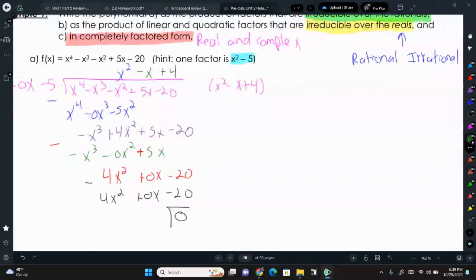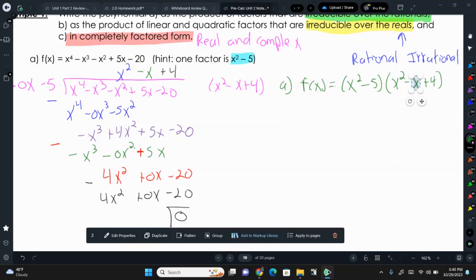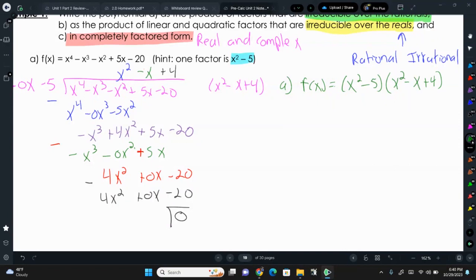Part A of this problem would be f of x equals the x squared minus 5 that we were given, and the x squared minus x plus 4 that we calculated. Because these two factors, we can't factor any further and get rational zeros.